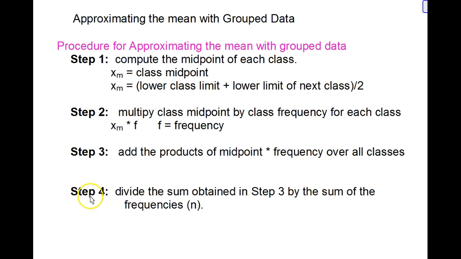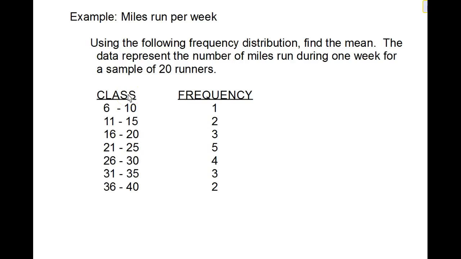And so when we follow these steps, we're still dividing by that n to get our mean. What we're having to do is approximate what the values are in that class. We're just taking the class midpoint and multiplying it by how many are in that class. So let's look at an example. We have miles run per week. Using the following frequency distribution, find the mean. The data represent the number of miles run during 1 week for a sample of 20 runners.